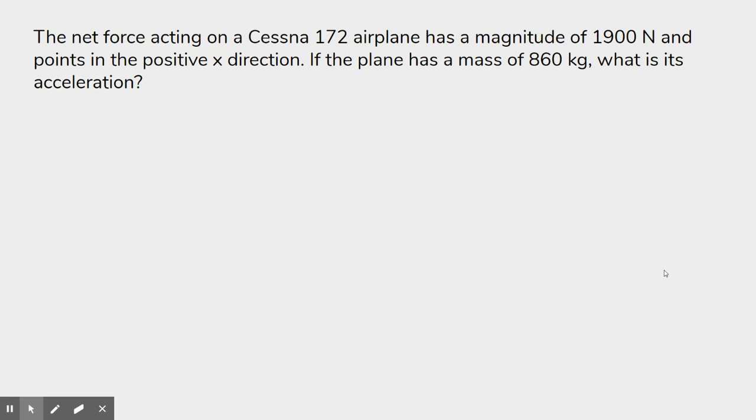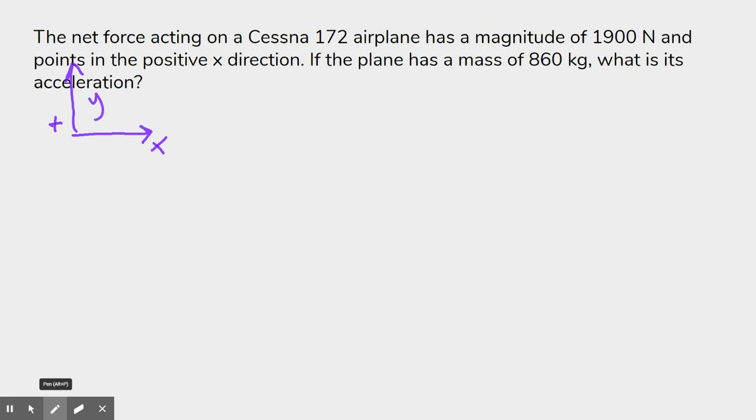Okay, so first up, we have the net force acting on an airplane. And that force has a magnitude of 1900 newtons and points in the positive x direction. Okay, so we know that it points in the positive x direction. That's how I'm going to set my coordinate system. The y would be like this, but we don't really care about that right now. If the plane has a mass of 860 kilograms, what is its acceleration?